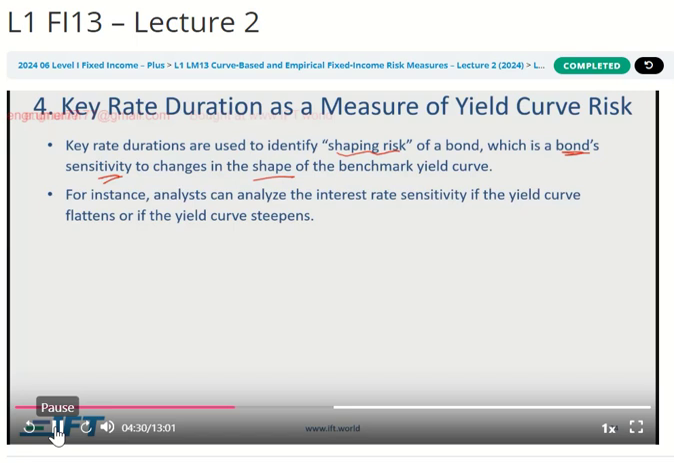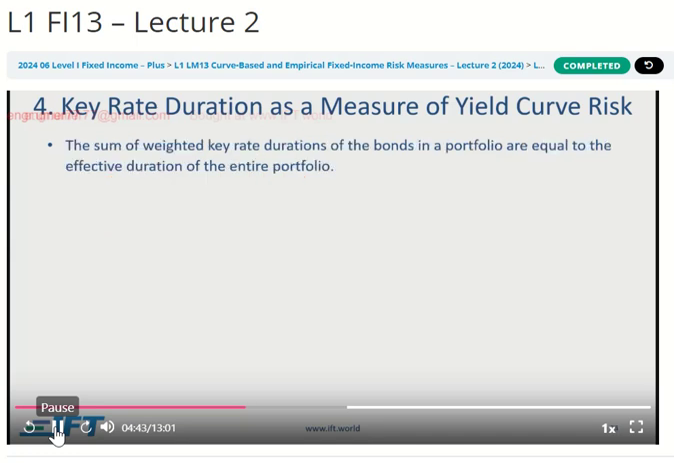And the curve could flatten, right? So if it's like this, it could become flat, right? Or it could become more steep, it could steepen. So all these types of changes can be there. Now, how do we go about it?